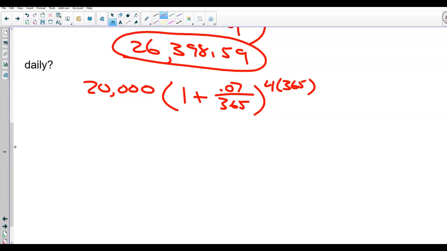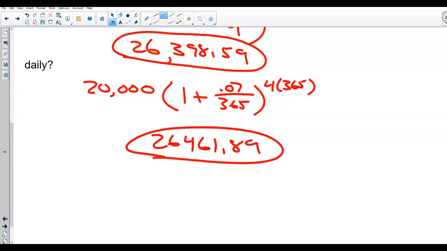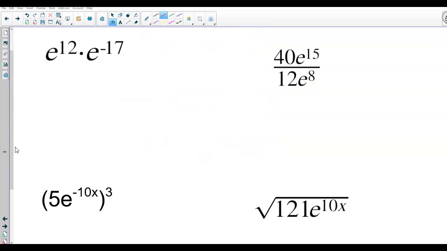You'll get an answer of 1.323. And then I multiply by 20,000. And I get 26,461.89. Rule of thumb. With the E's, we're just following our basic rules.